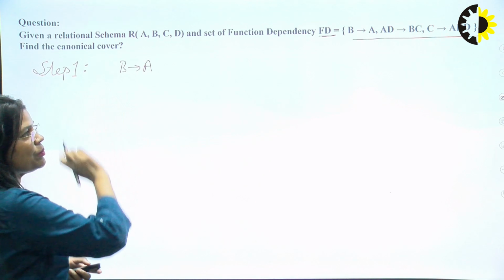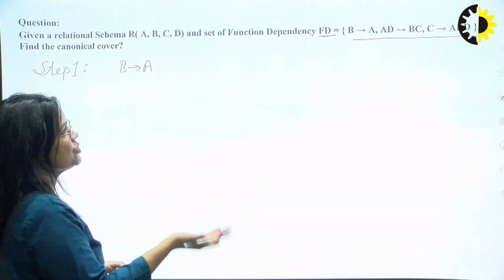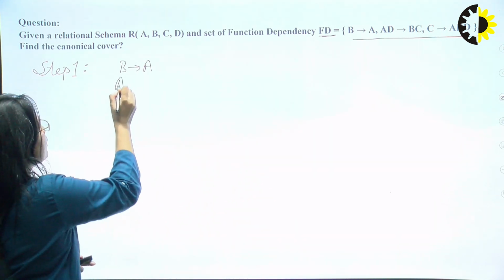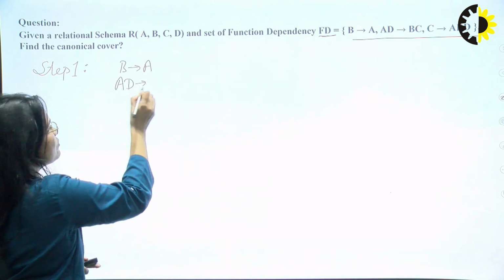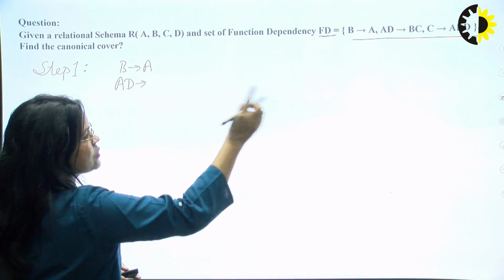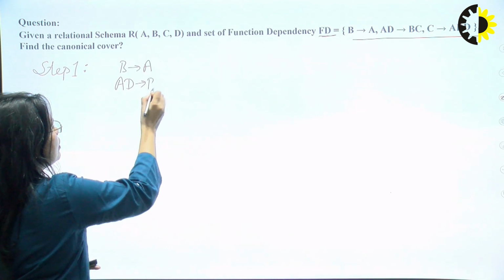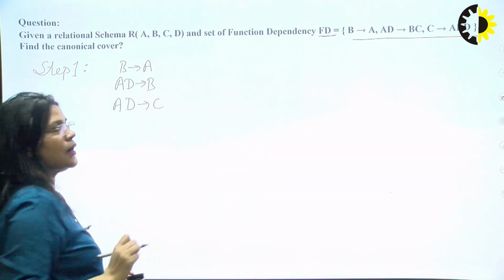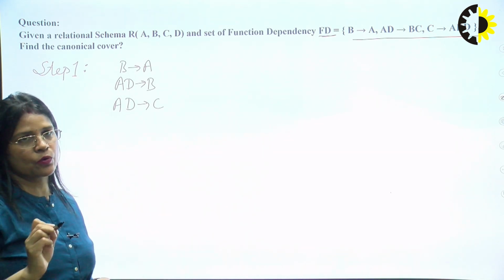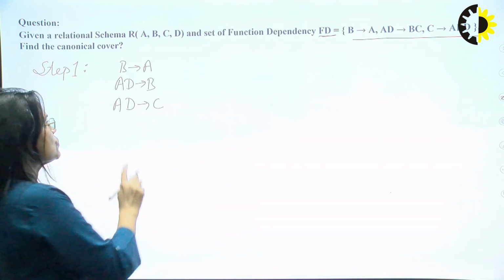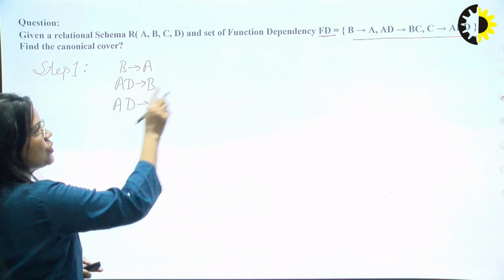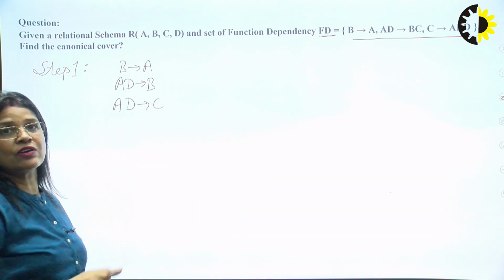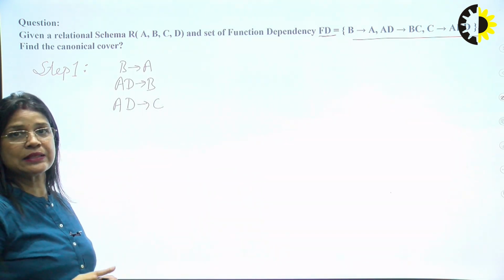Not more than one attribute at the right hand side, so no decomposition, obviously. And if we see the second functional dependency, AD tends to BC, here we will decompose this functional dependency according to the Armstrong axioms decomposition rule. So we will find these two functional dependencies from the second given functional dependency, right?